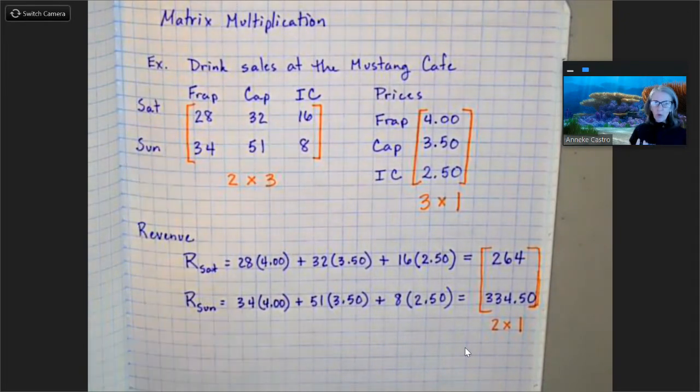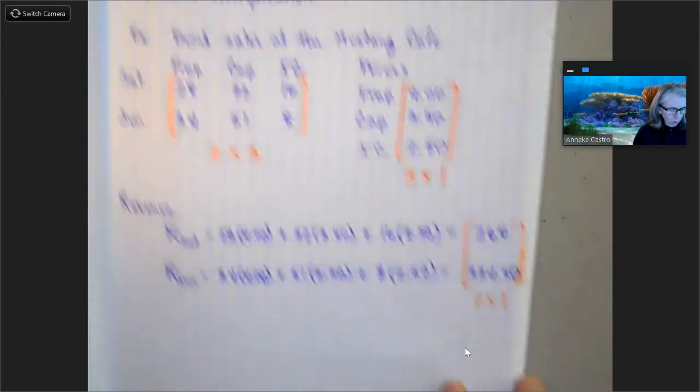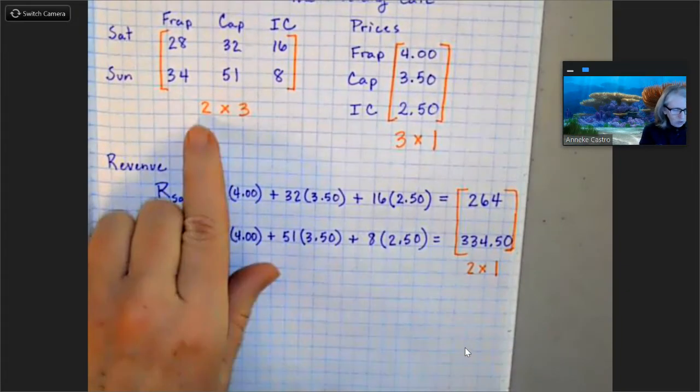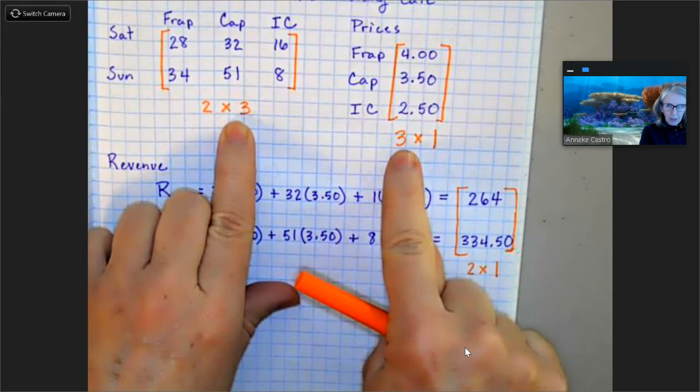So there's kind of a rule for when you multiply matrices together. In order to be able to multiply them together, they have to meet this one rule, which is, notice this was 2 by 3, and I'm multiplying it by a 3 by 1.